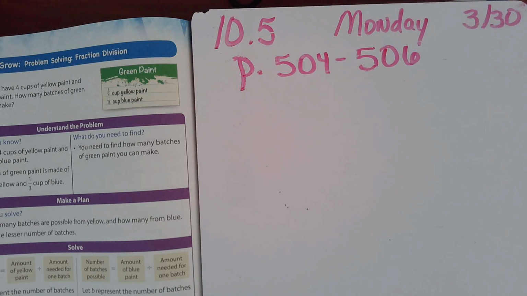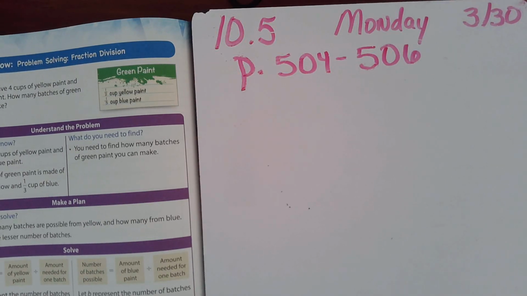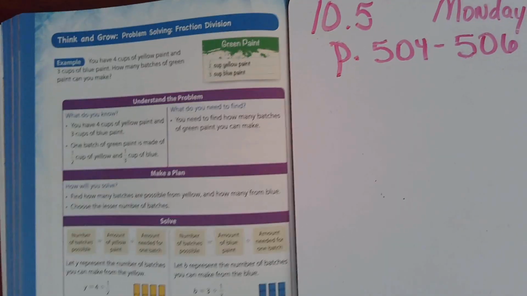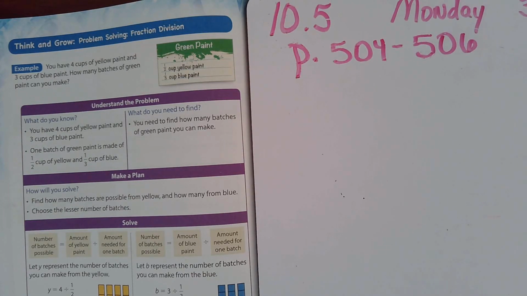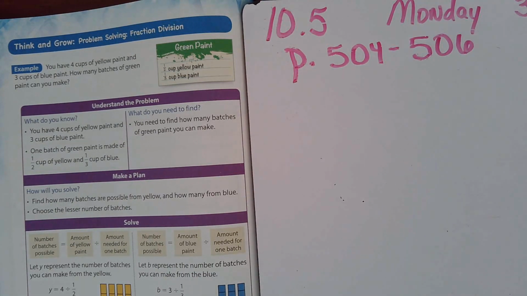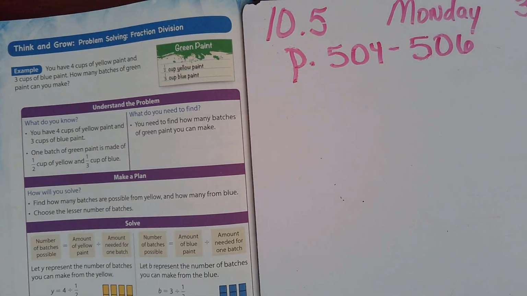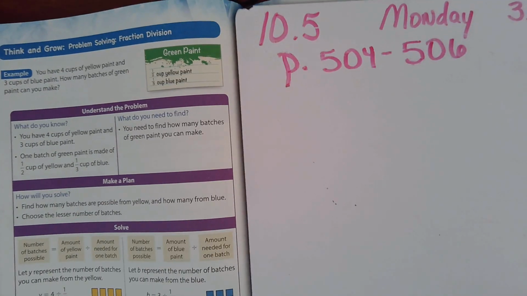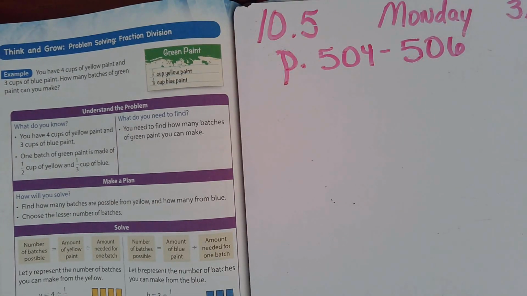We are moving on to our next lesson, which is 10.5 in your math book. I'm going to start on page 504 and we're going to go through page 506 today. All right, let's look at that page. These are, as you know, the more challenging problems in this whole chapter, so I want to talk through some of them with you, and hopefully you can do the rest of them and do a good job on them.